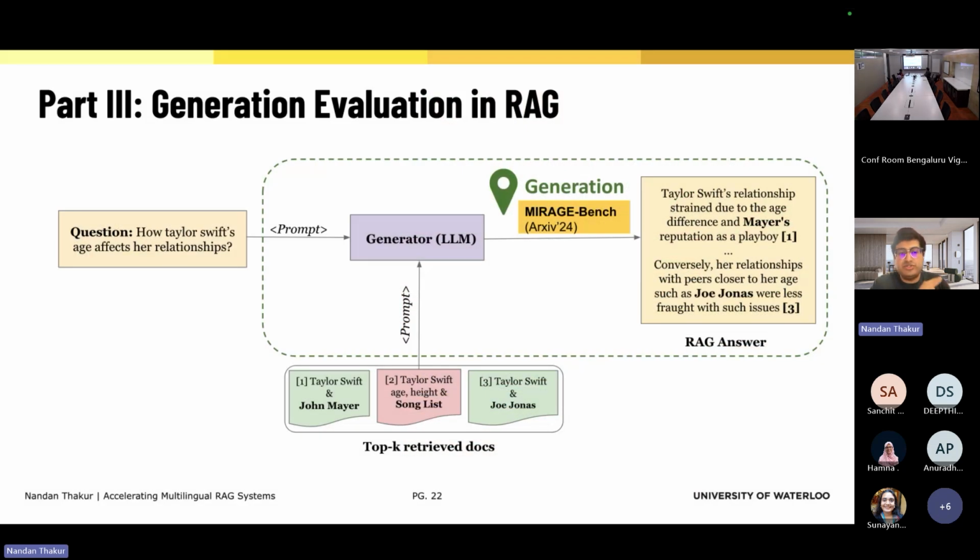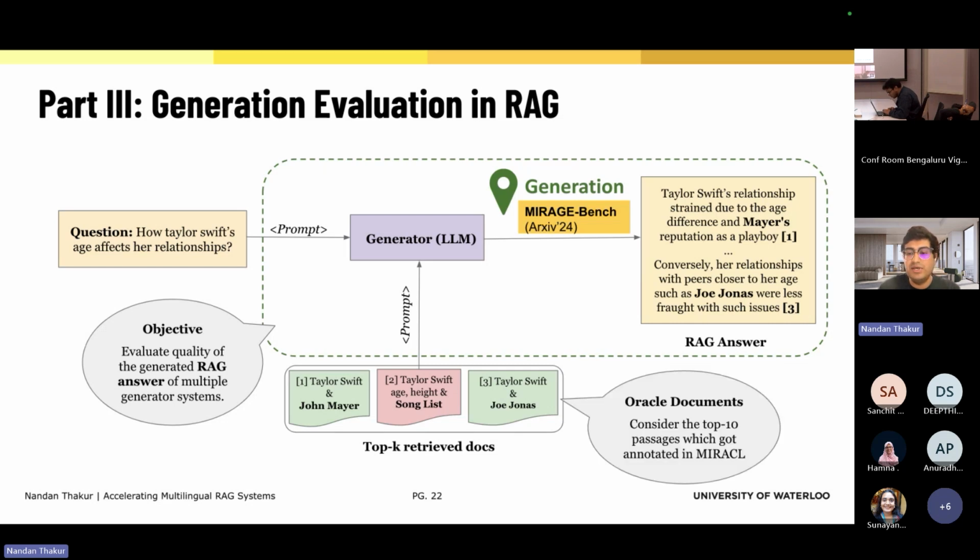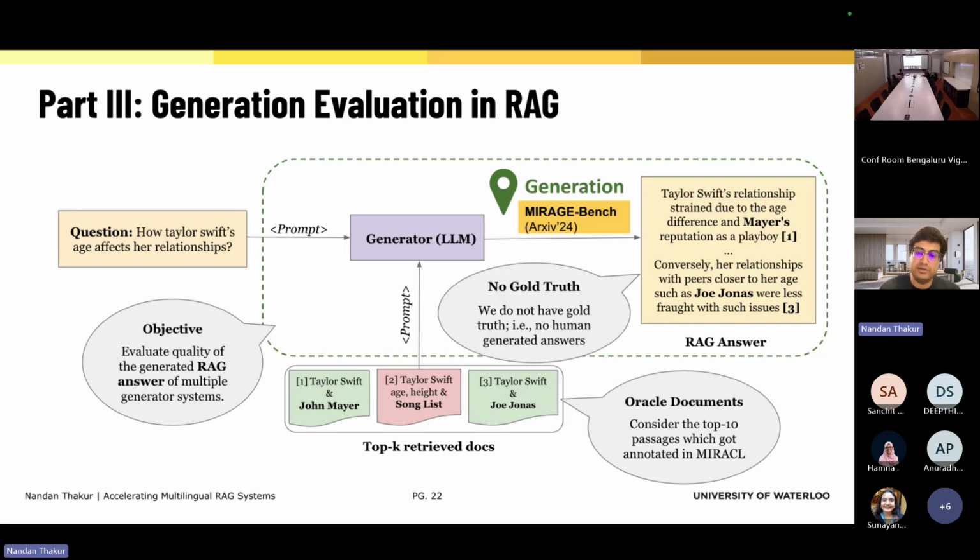Like I mentioned, in part one and part two we talked about retrieval and relevance. In part three, we are now focusing on generation, where we are more specifically looking at the RAG answer. We want to evaluate the quality of the generated RAG answers of multiple different generator systems, basically different multilingual LLMs. We also consider Oracle documents. These were basically the top 10 passages which got annotated in MIRACL. And another important setting in our case was we didn't have any gold truth for the answers. So we don't have any human generated answers in our case.